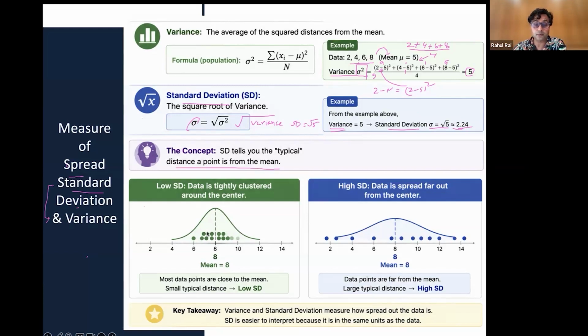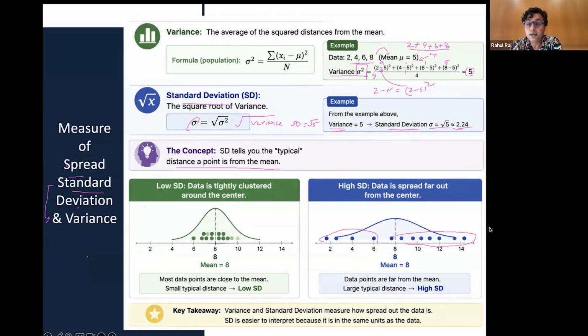It tells you the typical distance a point is from the mean, right? So if the data set is given, what is the typical distance from the mean for all the data in that set? Here is an example where you have low standard deviation, where the data is clustered tightly around the center. So this is the data set, and most of it is very, very close to the mean.